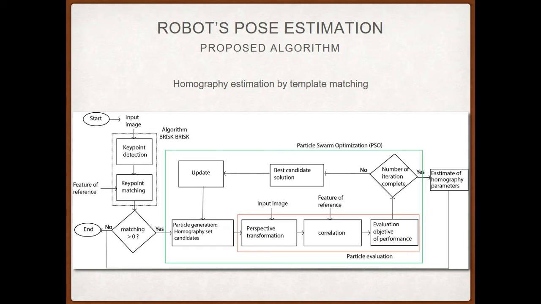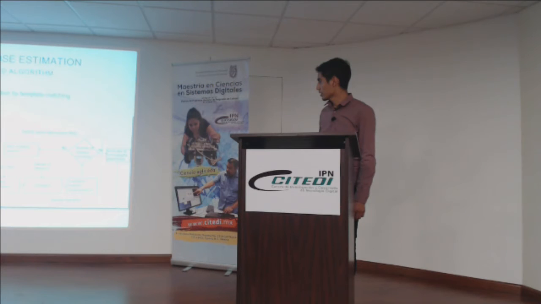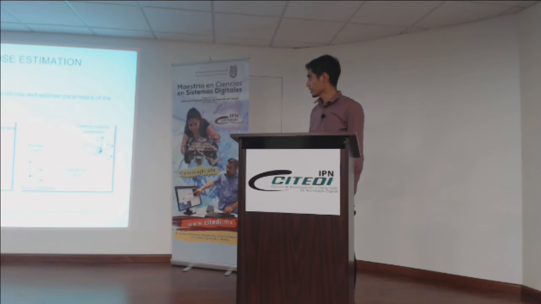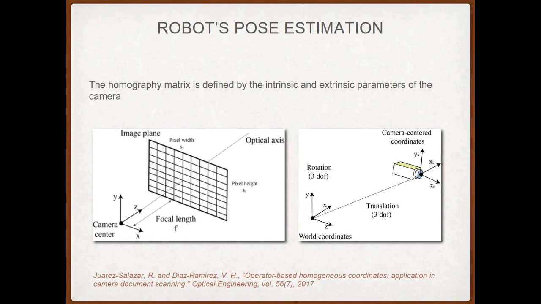This image transformation performance of this filter. This process will repeat a number of iterations. Finally, obtain the homography parameters to obtain the rotation and translation values.